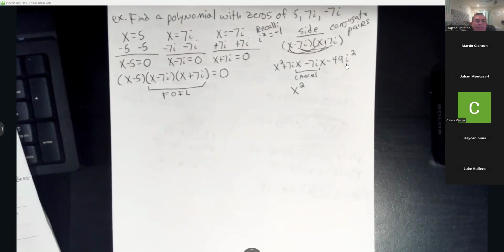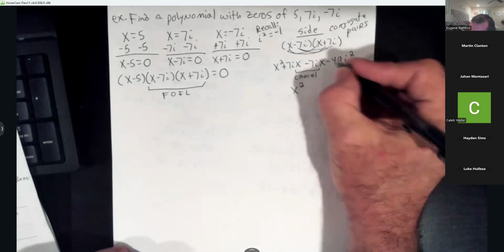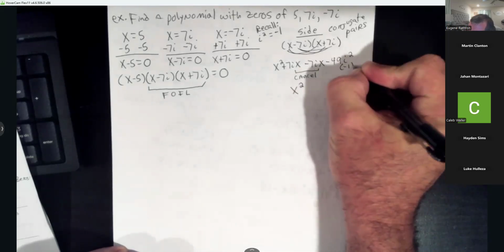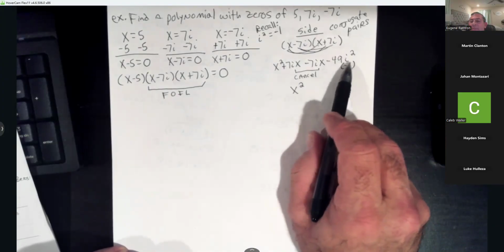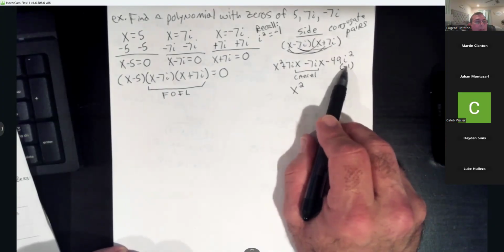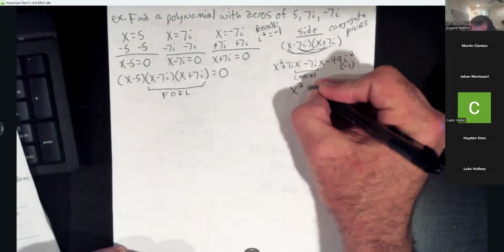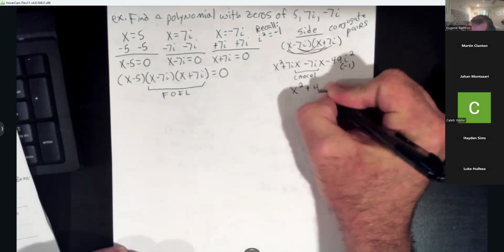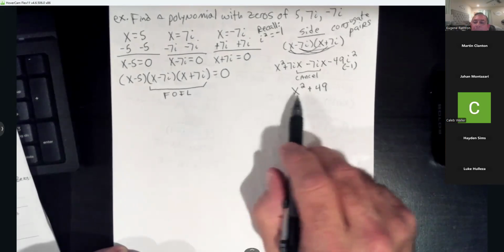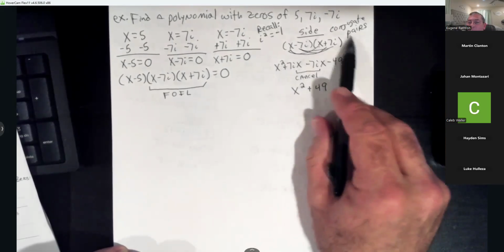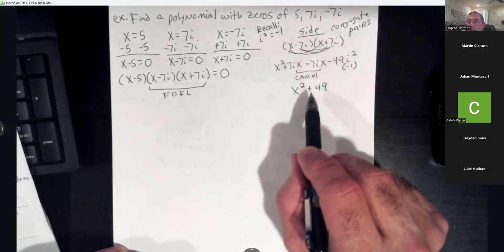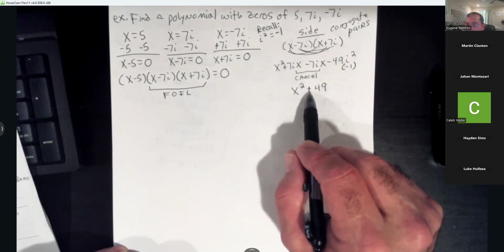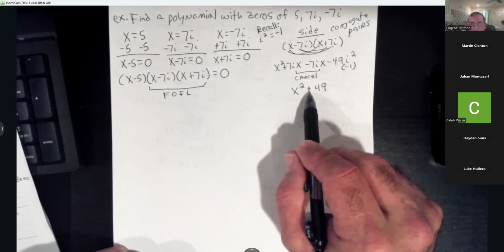Because y'all remember, i squared we said equaled what? -1? So that's like a negative 49 times a -1, which is going to make that a positive 49. Anytime you FOIL conjugate pairs of imaginary numbers, it's going to come up plus in the middle, okay?